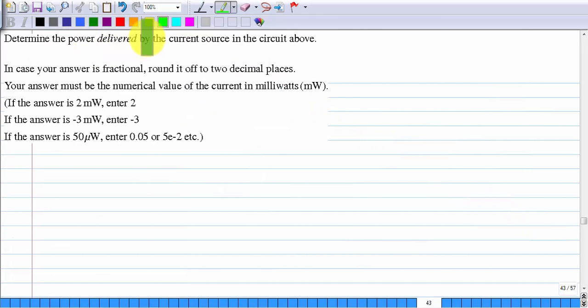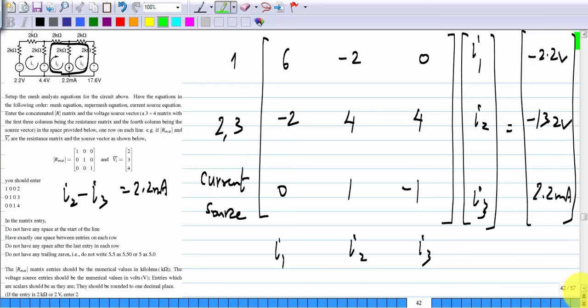And you asked for the power delivered by the current source. Basically, the power delivered by this 2.2 milliamp current source will be 2.2 times voltage in that polarity. Okay, so that voltage is what you have to find. Okay, and how do you find that?